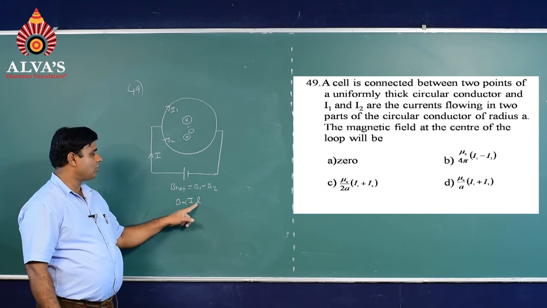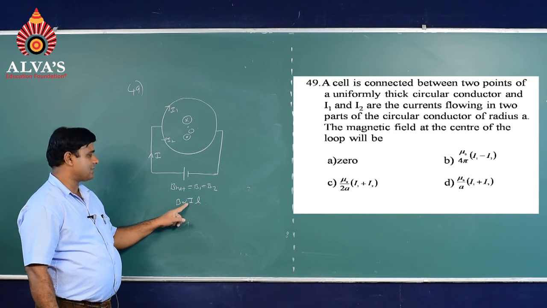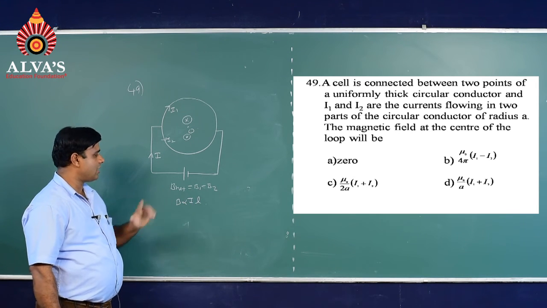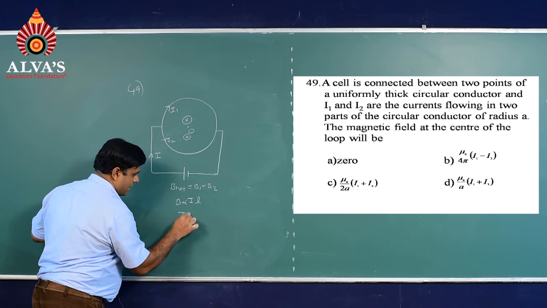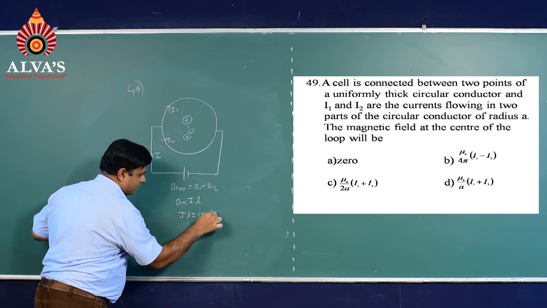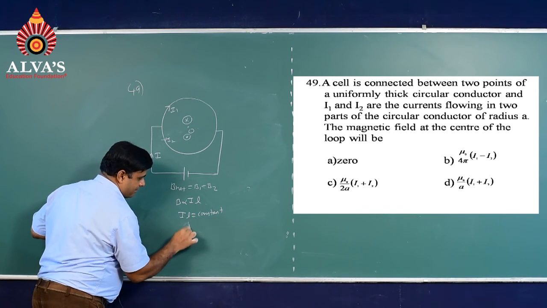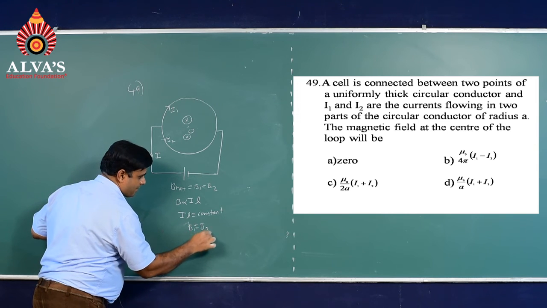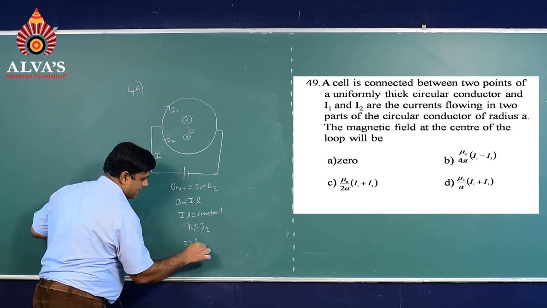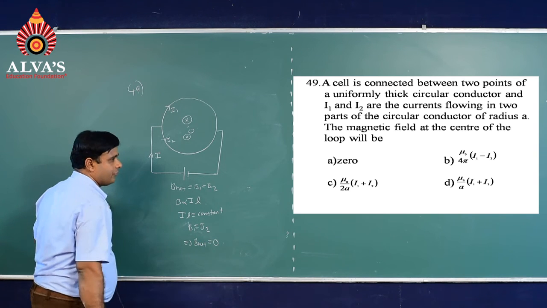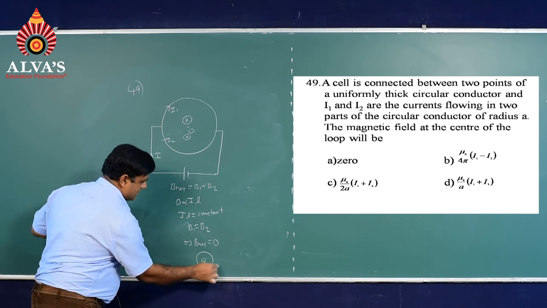If length is more, resistance is more, current is less. If length doubles, current becomes half. Therefore, I into L is constant here. I into L is constant, implies B1 equal to B2, implies net field equal to 0. So, the answer is E.